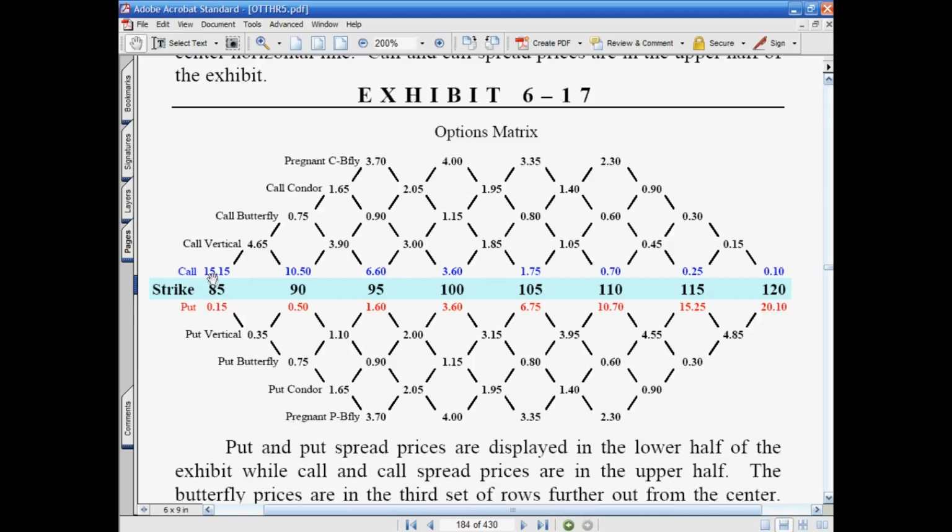No, not because of no time value. There's less time value, but let's take the 85 calls, Howard, and show you why that's not the right answer. The time value in this call that's $15 in the money is 15 cents. And look at the puts, 15 cents. So they have equal time value.